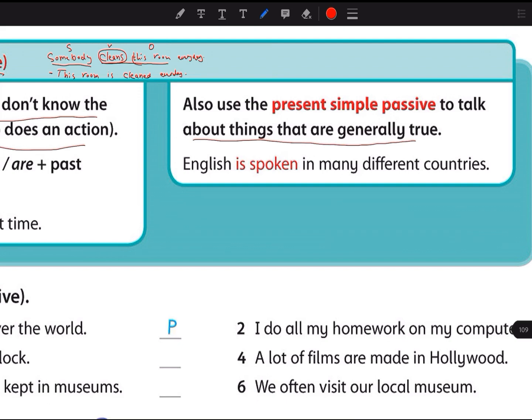Another sentence, for example, many babies are born every day. It's clear that it is a general truth that every day many babies are born. We have to say it in a passive voice because it is a general truth. Good. Now here we have some exercise about the topic.